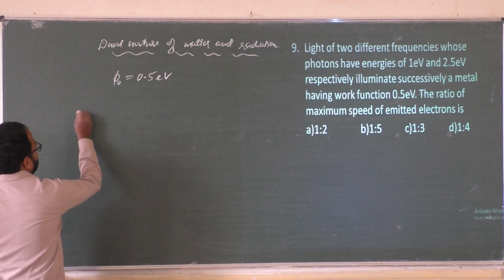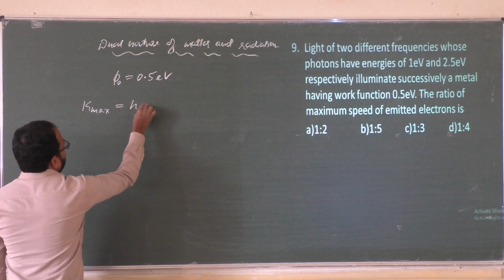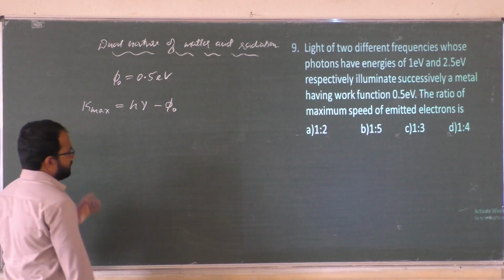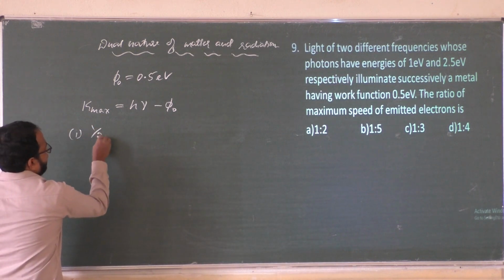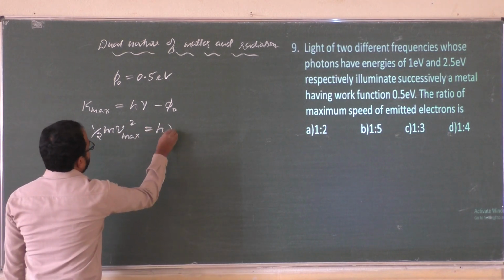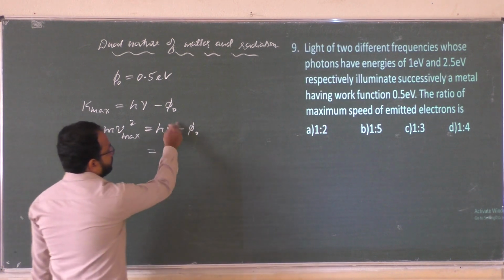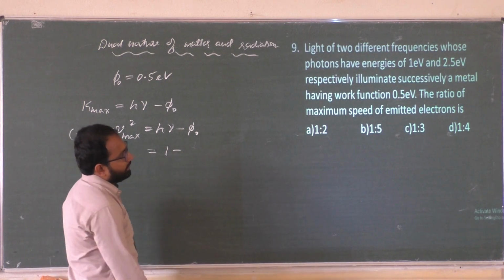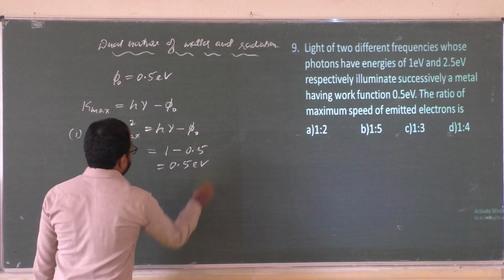For the first case, we have K maximum equal to h nu minus phi naught, Einstein's photoelectric equation. For the first case, half m v maximum square is equal to h nu minus phi naught. The energy of incident photon, h nu, is 1 electron volt. The work function is 0.5 electron volt. So this is equal to 0.5 electron volt.